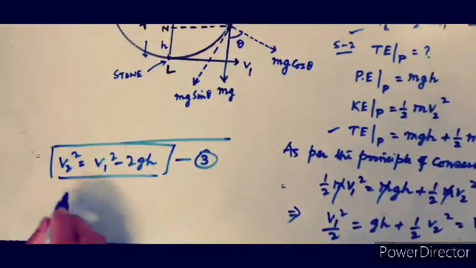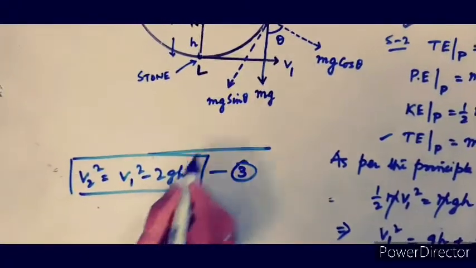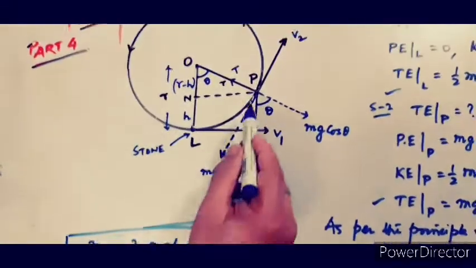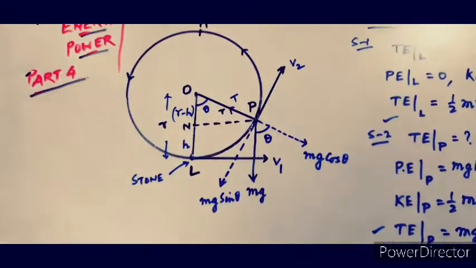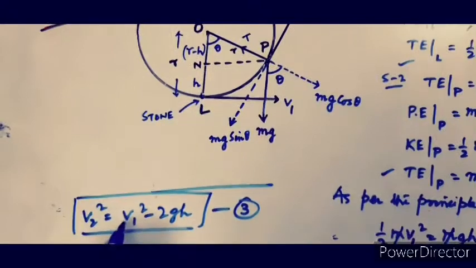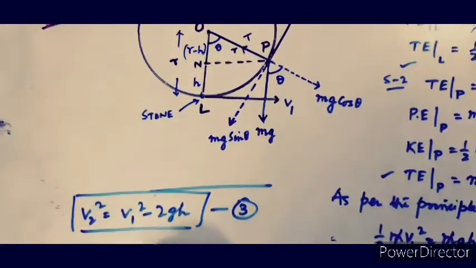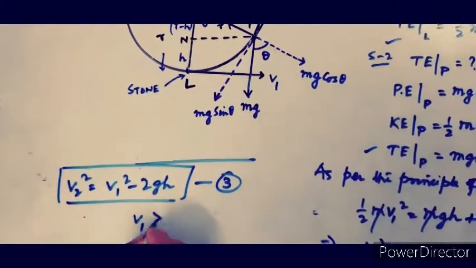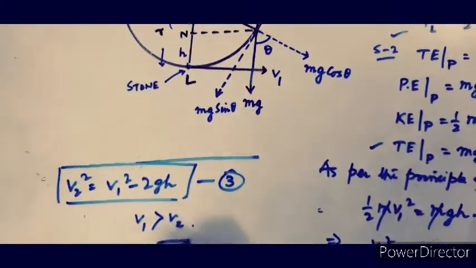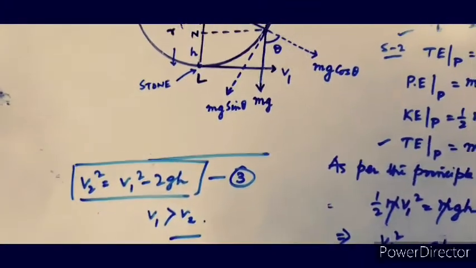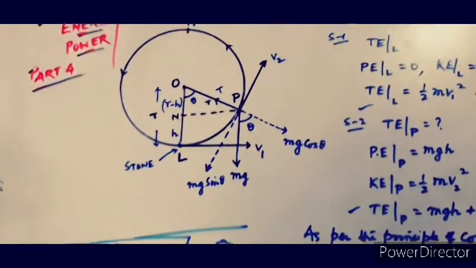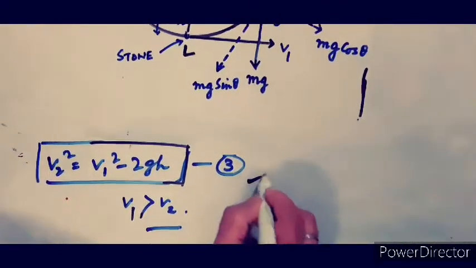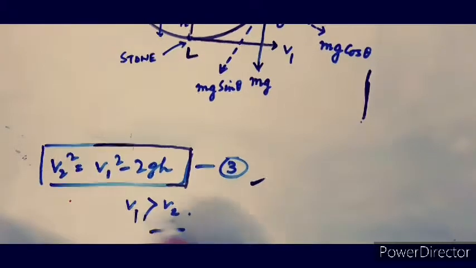This is v2 square is equal to v1 square minus 2gh. So up to here, what we are going to see, v2 square is equal to v1 square minus 2gh. So which one is greater? Definitely v1 is greater than v2. So from this equation we can write v1 is greater than v2. Okay. So this equation we got, number 3, and this is greater than.